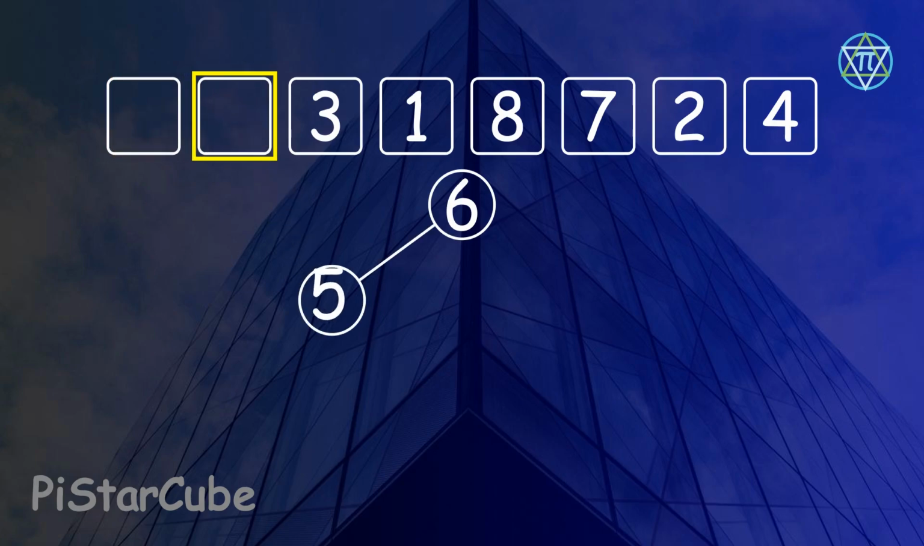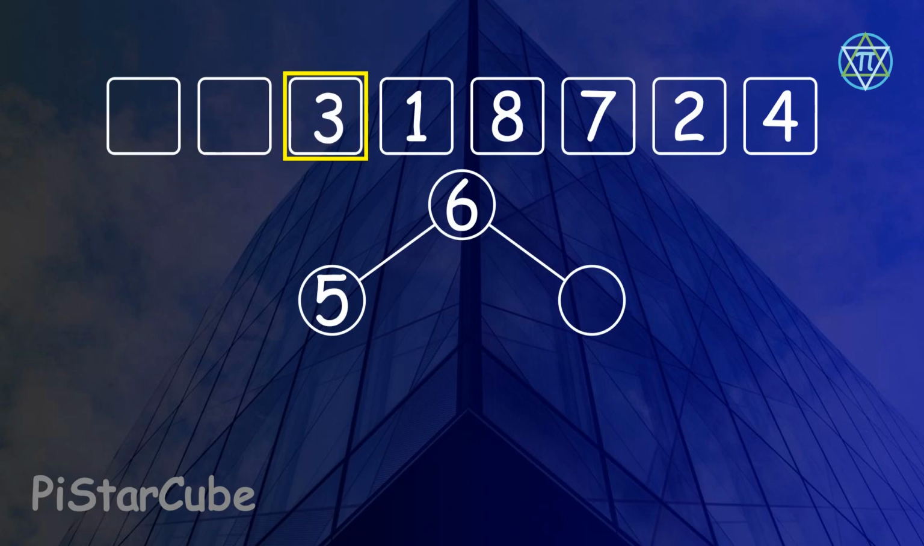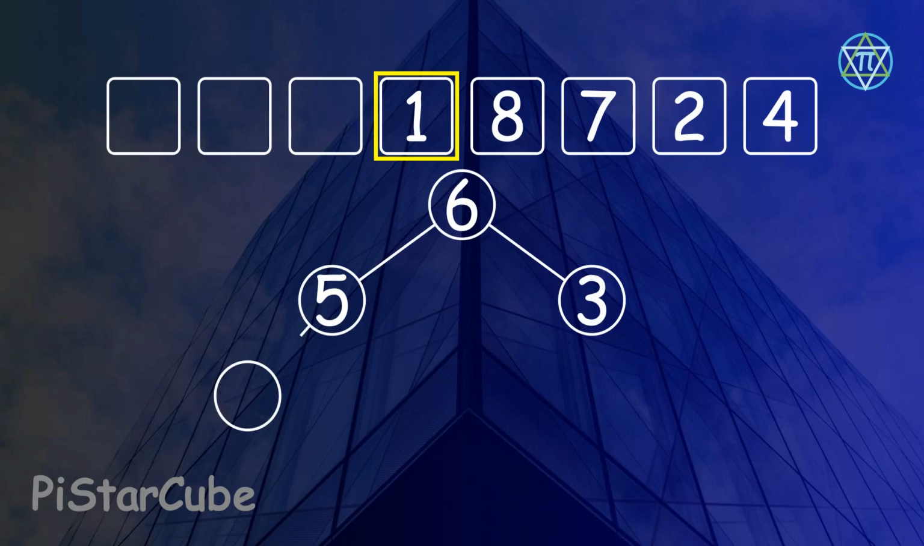A max heap is a binary tree where the largest element is always at the root and every parent node is greater than or equal to its child nodes. This property ensures that the root is the max element in the tree.